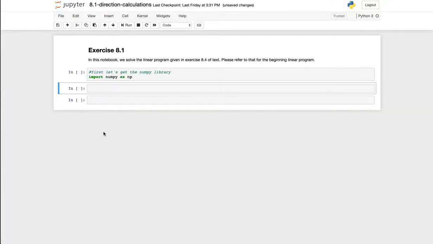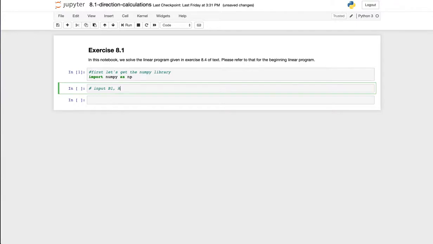Okay, welcome to part 2 of lesson 19, where we're going to do the calculation of the directions for exercise 8.1 using Python and NumPy. So the first thing we do is we get our library, so I'll run that. Now I need to input, and I'm just putting into comments what I'm doing, the B1 matrix, that's the columns of the equality coefficient matrix corresponding to the basic variables. And then I also need the non-basic columns.